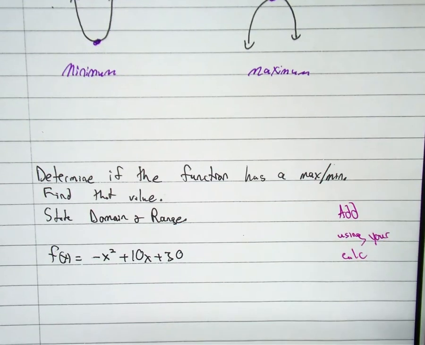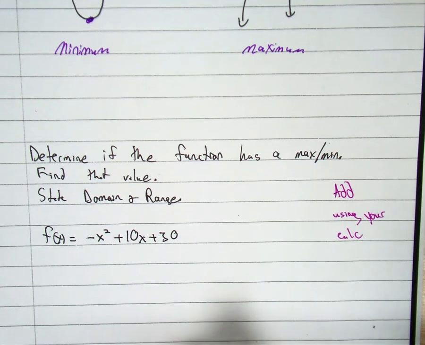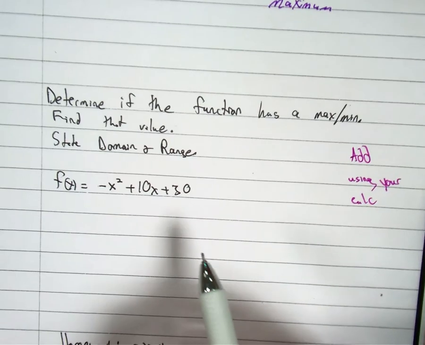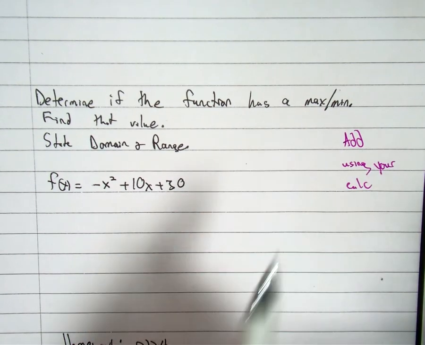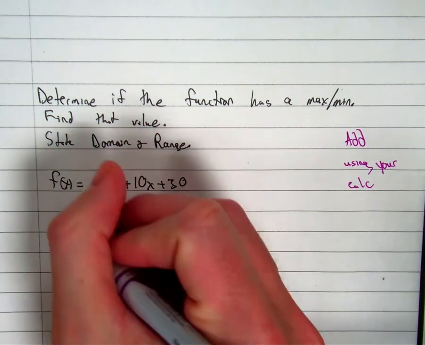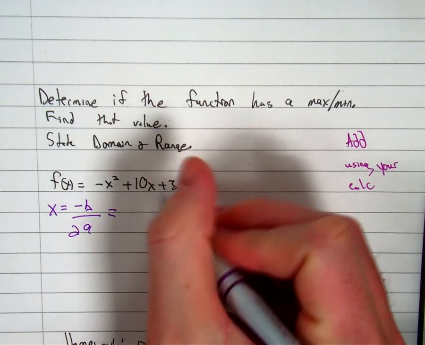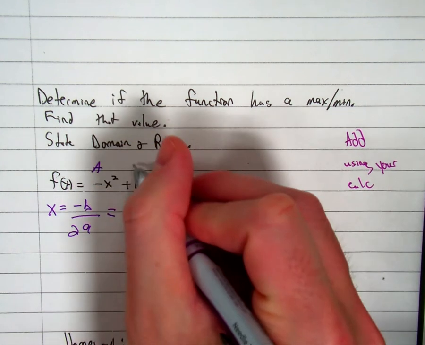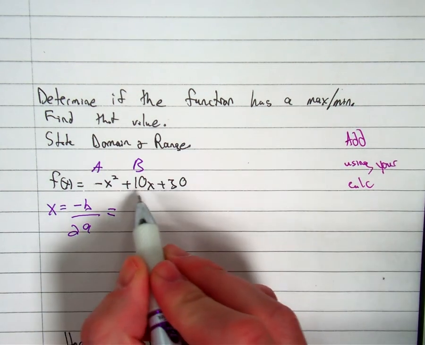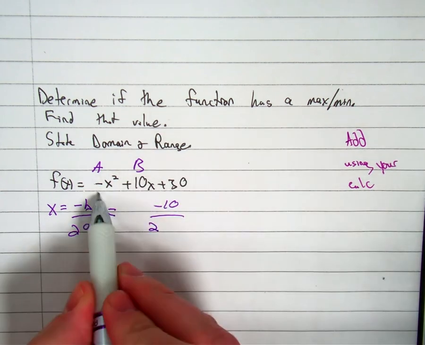Okay, determine if the function has a maximum or a minimum. Find the value. State the domain and range. Okay, so it doesn't say we have to graph it or anything. We should still practice finding the vertex because that's going to be the key point here. The vertex is going to tell us a lot. All right, so x equals -b over 2 times a. So we got, here's my a, here's my b. So b is 10, so -10 over 2 times a is what this time? -1.